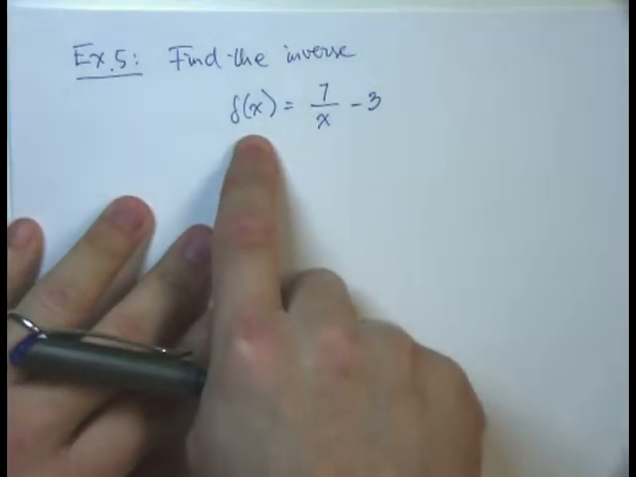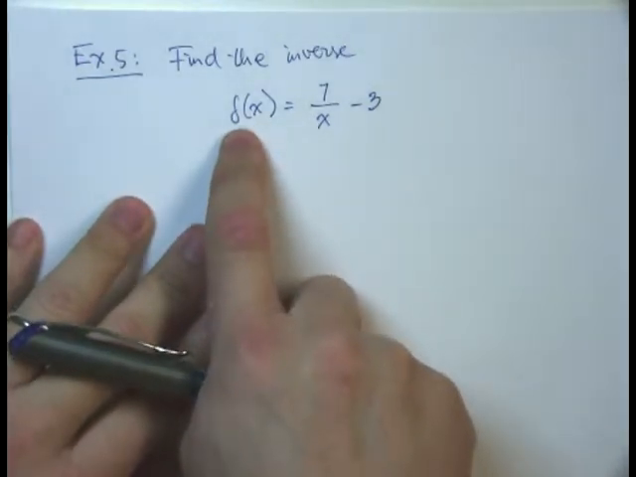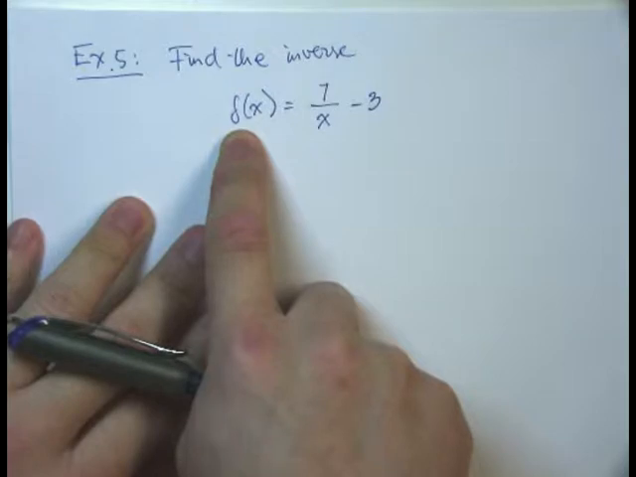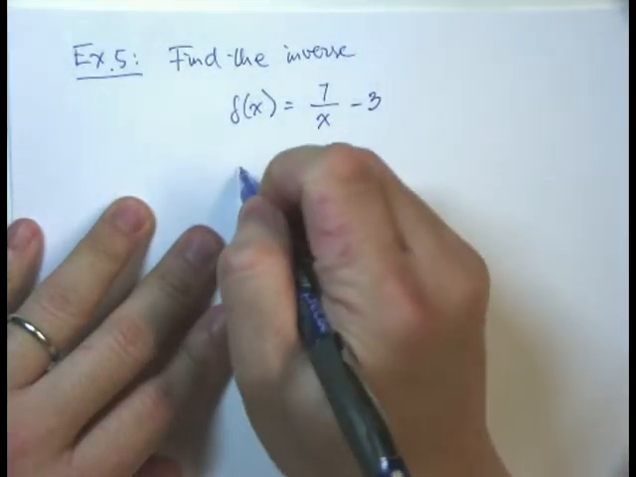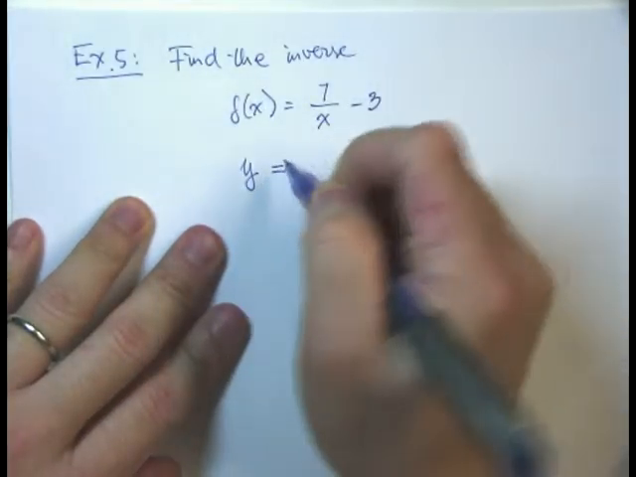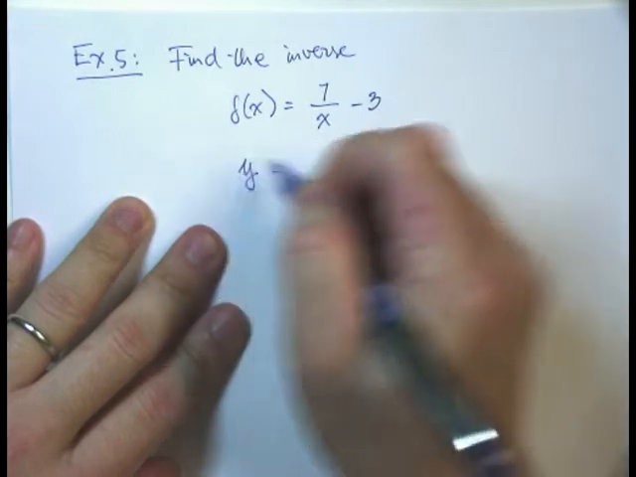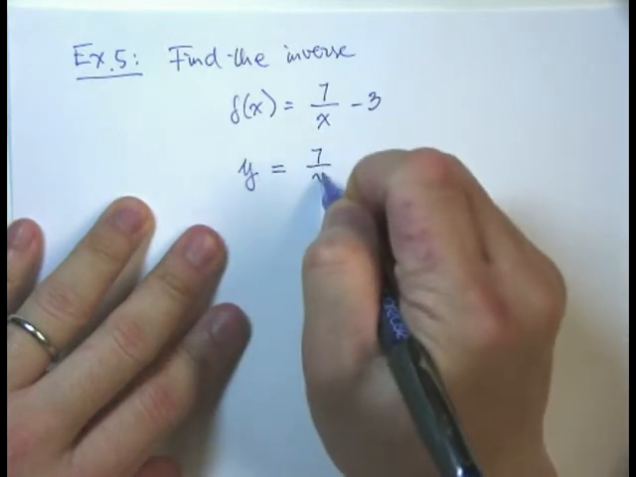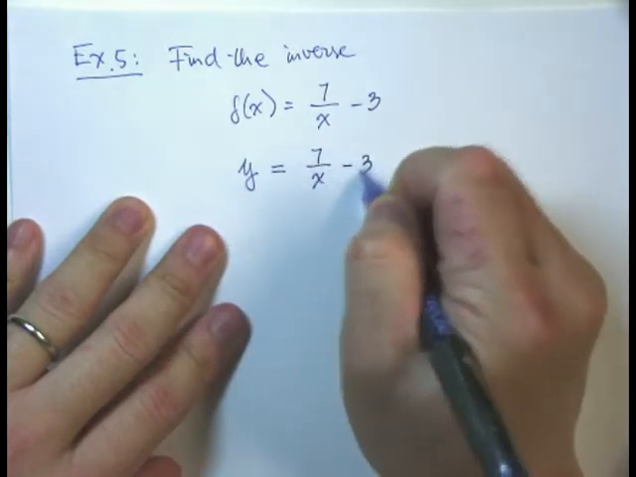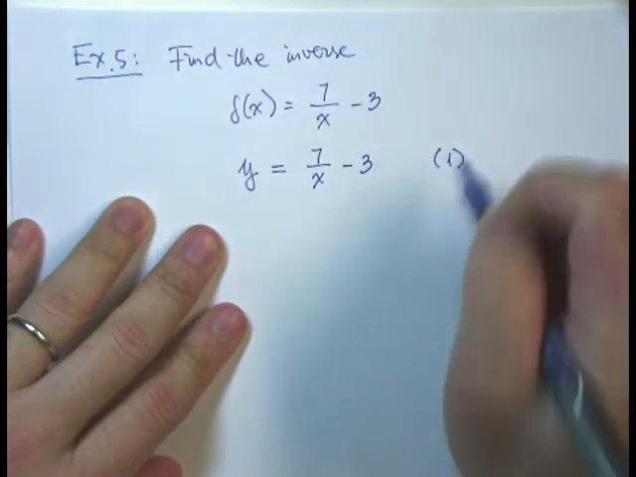And here at step number 1, I need to replace my f of x symbol on the left hand side of the equation by the variable y. And here my equation becomes y equals 7 over x minus 3. And this is the end of step number 1.